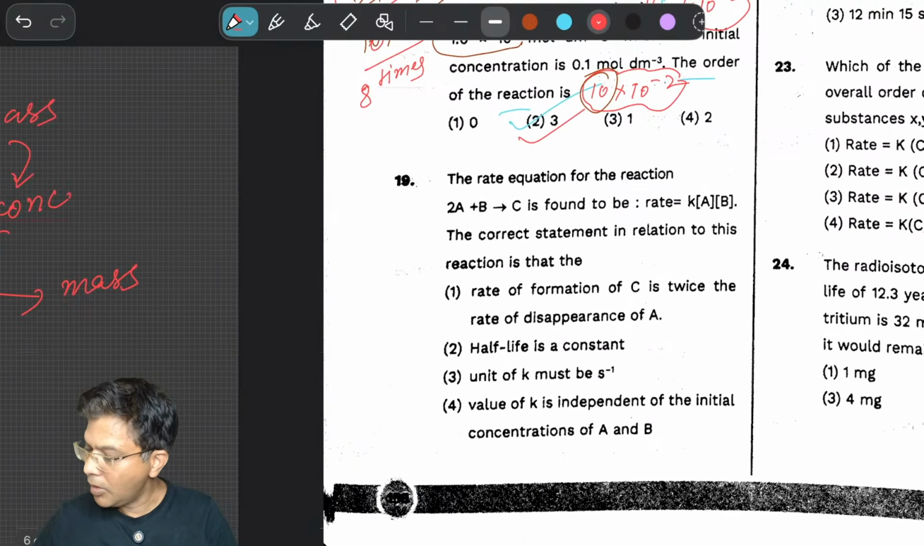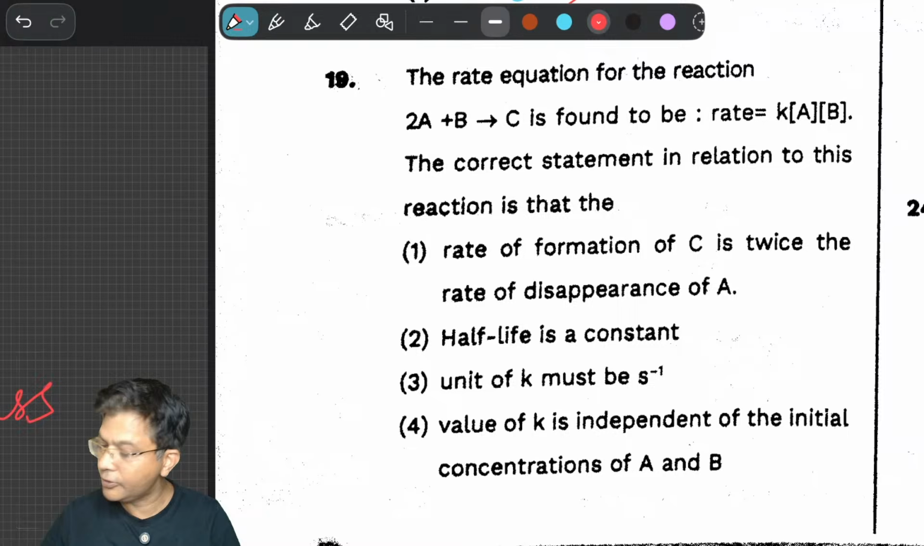Now, on your screen, another question. Question number 19. See to it.